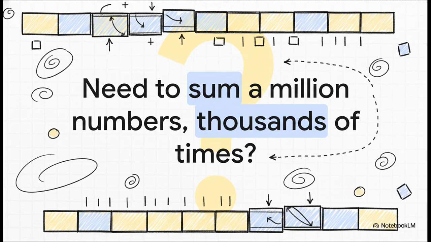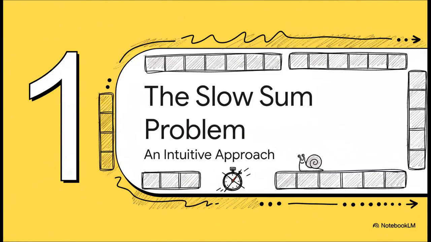Imagine this. You've got a massive array, maybe a million numbers long, and you're getting bombarded with thousands of requests, each one asking for the sum of a different slice of that array. How do you pull that off and do it fast? Well, the most obvious way to do this, the intuitive approach, leads us straight into a trap I like to call the slow sum problem. It works, sure, but it's definitely not going to win any races.